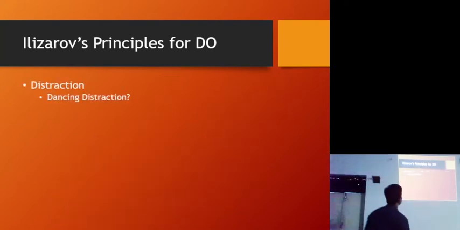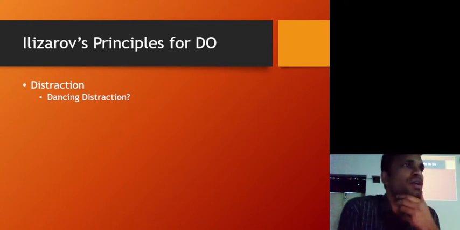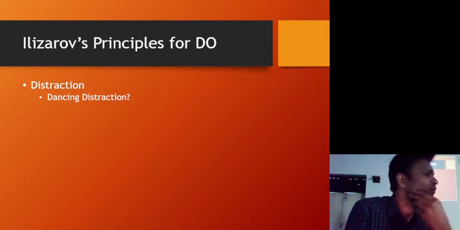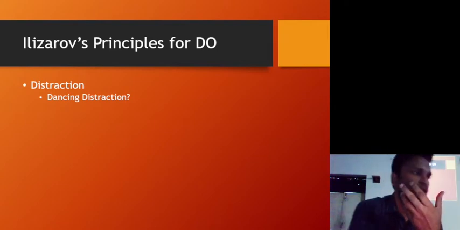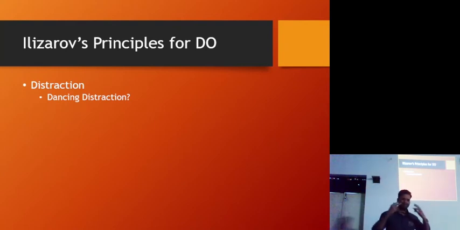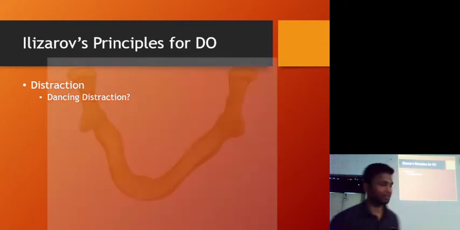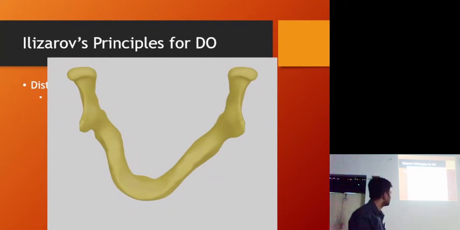Then we come to something called dancing distraction. Suppose the patient has some developmental defect, and because of that there is a requirement of distraction on both the sides, but on one side the defect is a little more. So correction is required on both the sides, but on one side a higher amount of correction is required. So how do we do that? For example, in this patient, you can see the length of the mandible is shorter than normal, right? But it is way shorter on the right side.